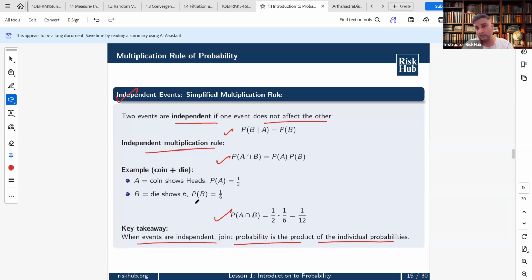Example, a coin: probability of heads is equal to 1 by 2. It can be a die also: probability of any number, say 6, is 1 by 6. Probability of a head and a die giving you 6 is 1 by 2 into 1 by 6, which is 1 by 12. Why do quants love this formula? Because many models assume independence because it simplifies everything. Probability of A intersection B is equal to probability of A into probability of B conditional on A. Now you get probability of A intersection B is equal to probability of A into probability of B, right? So much easier now we are getting.